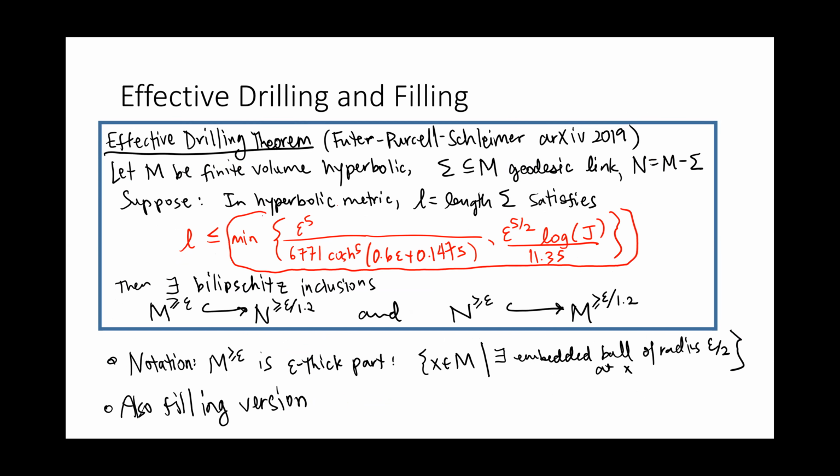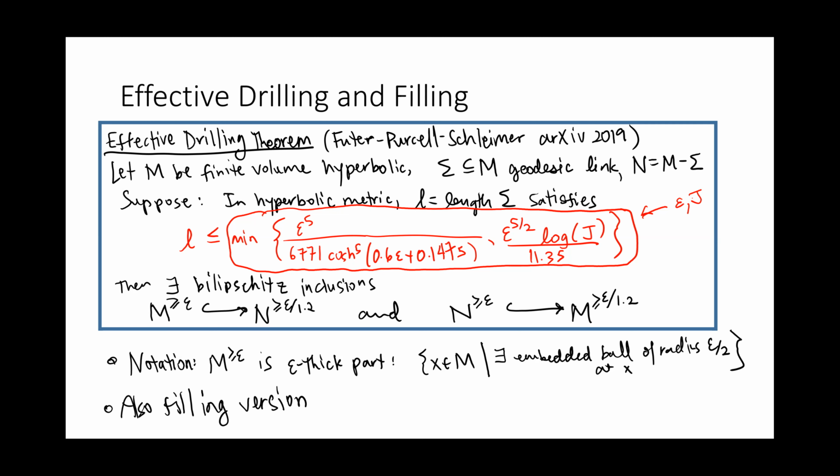You can see it's a bit of a mess, but the point is this depends explicitly on epsilon and on J. So I can tell my computer what J is, what epsilon is, and it can find all the slopes, or sorry, all of the lengths that I need to worry about in this case.